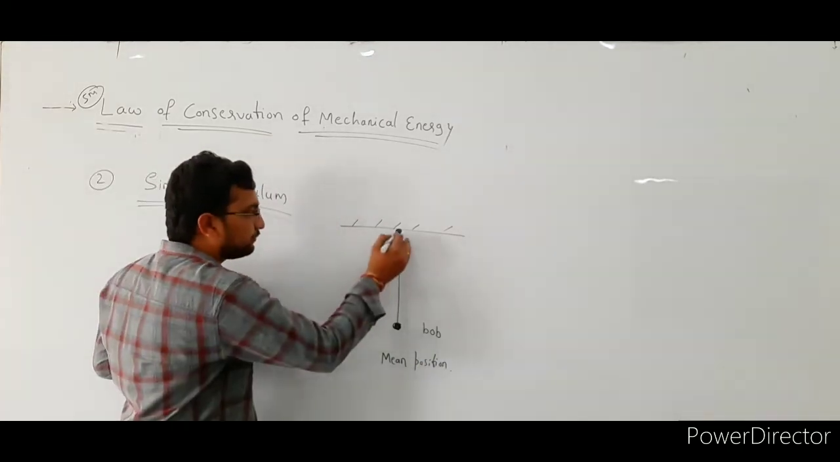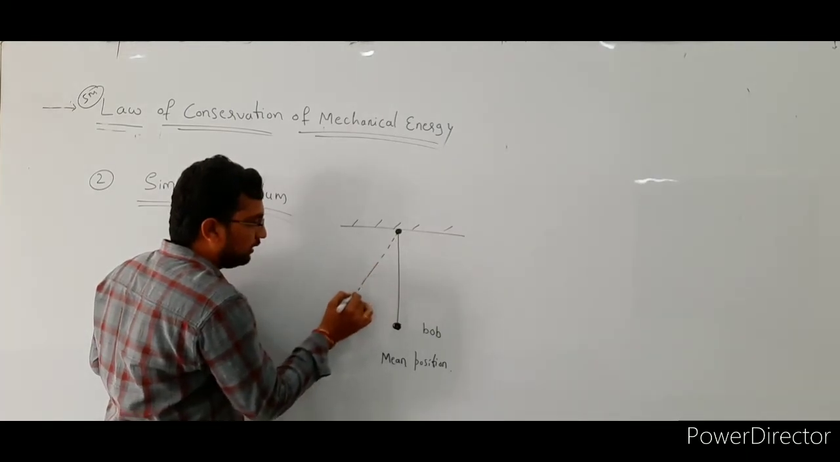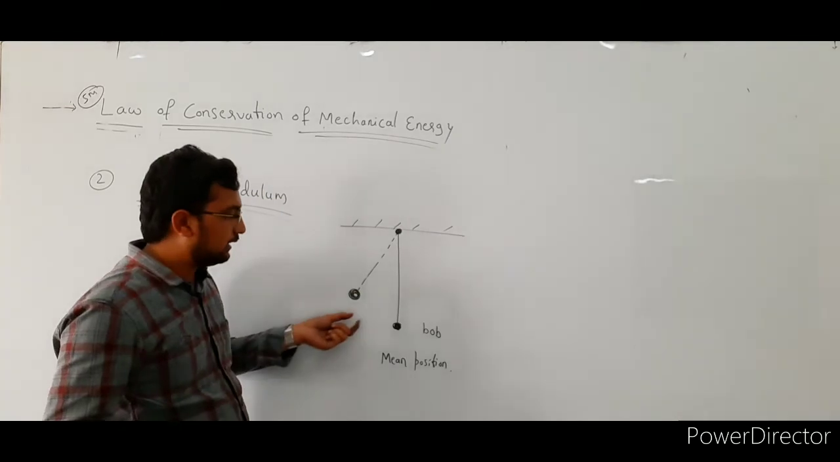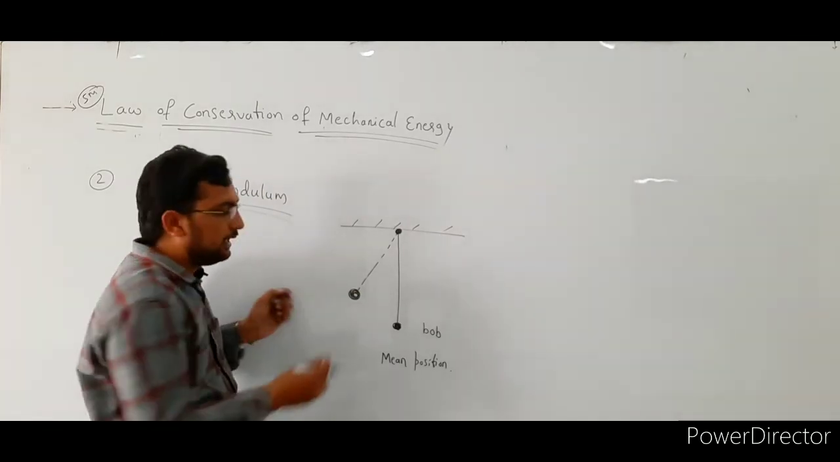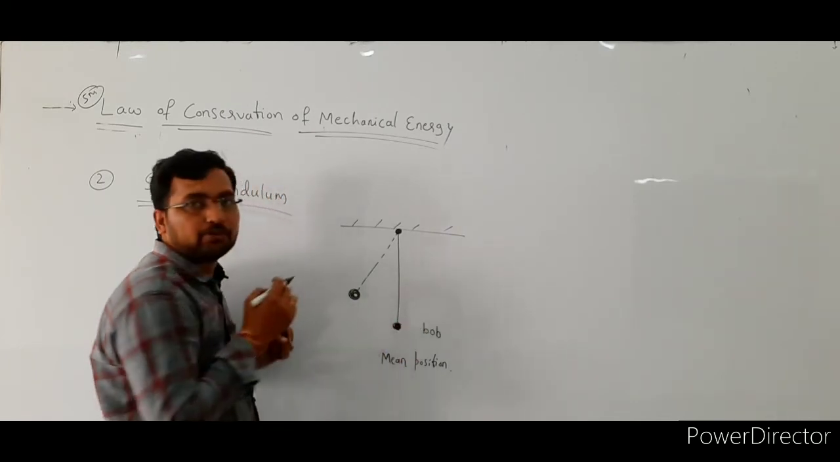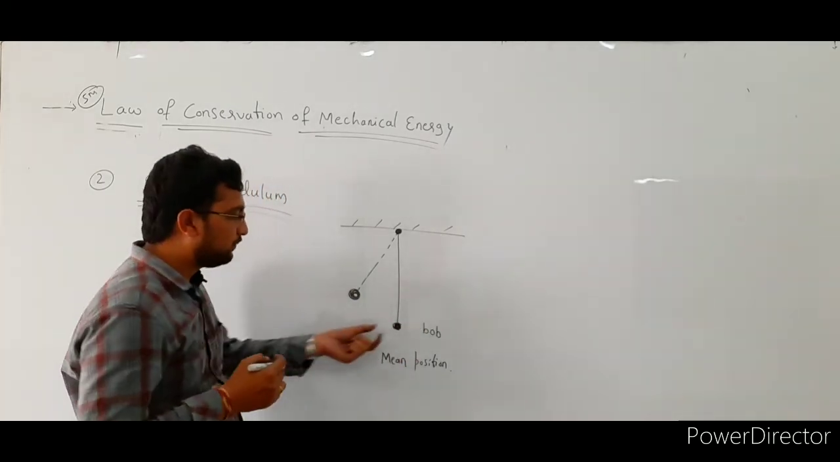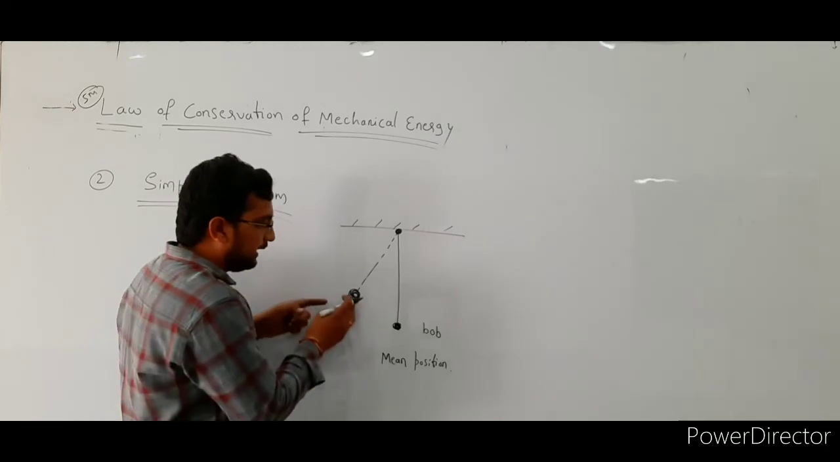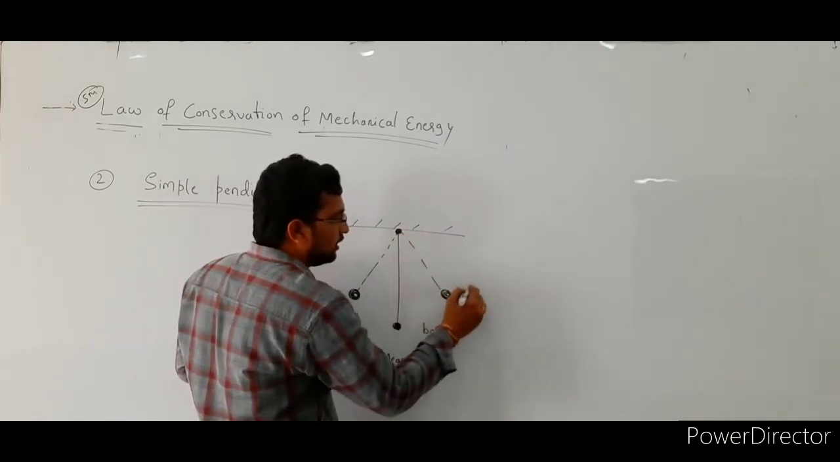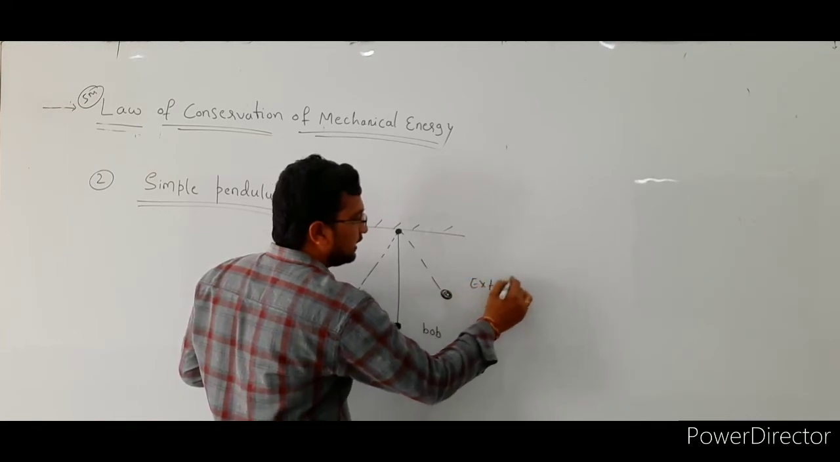Afterwards we give a small oscillation to this body, which means it starts oscillating between two extreme positions. Here this is the mean position. After giving the small oscillation, it moves in this direction and reaches the extreme position. This is known as the extreme position.